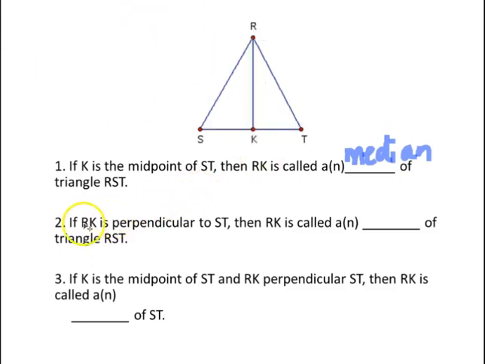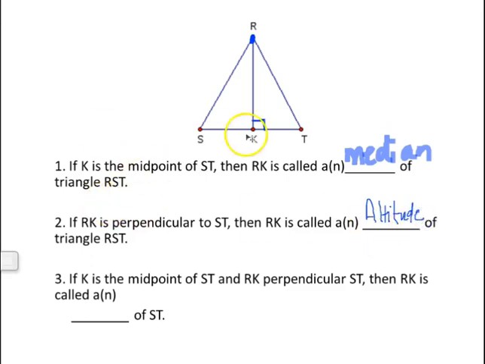Just gonna erase all those parts. If RK right here is perpendicular to ST, so let's put in a little square to show that it's perpendicular, it's got a right angle, then RK is called a what? So we don't know if SK is congruent to KT. There's no ticks in there, and we weren't told that K is the midpoint. So we cannot assume that those are equal segments. The only thing we do know is that we start at a vertex here, and that we intersect the opposite side at a right angle. So that would be considered an altitude.